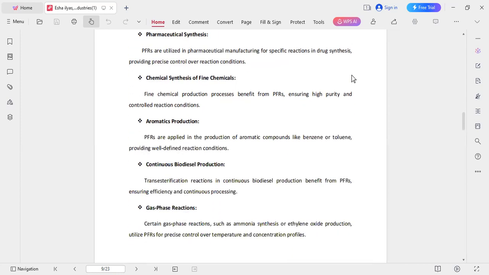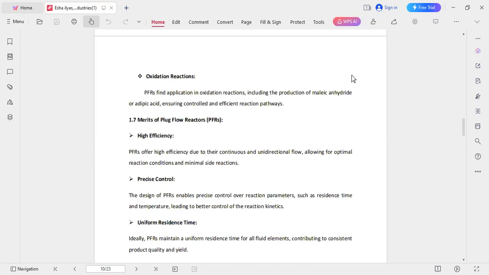Number 6, aromatic production. Plug flow reactors are applied in the production of aromatic compounds like benzene or toluene, providing well-defined reaction conditions. Number 7, continuous biodiesel production. Trans-esterification reactions in continuous biodiesel production benefit from plug flow reactors, ensuring efficiency and continuous processing. Number 8, gas-phase reactions. Certain gas-phase reactions such as ammonia synthesis or ethylene oxide production utilize plug flow reactors for precise control over temperature and concentration profiles.